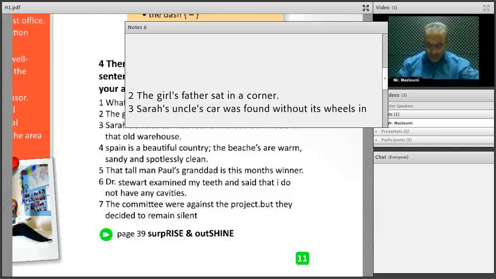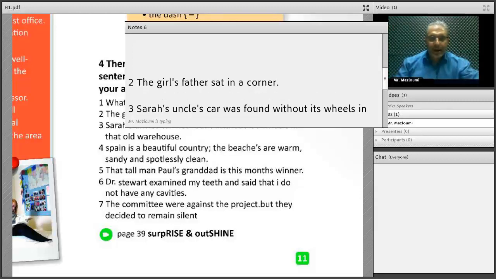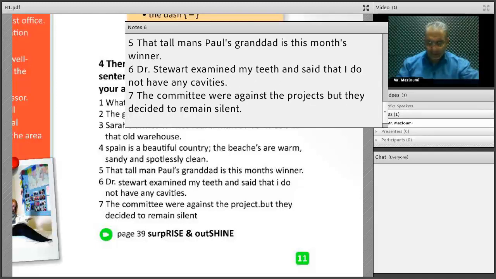Number 2, the girl's father sat in the corner. Okay, so the girl's father sat in the corner. Here, in number 2, we need an apostrophe, the girl's father. And finally, there should be a full stop, because it is a sentence, it is a statement.